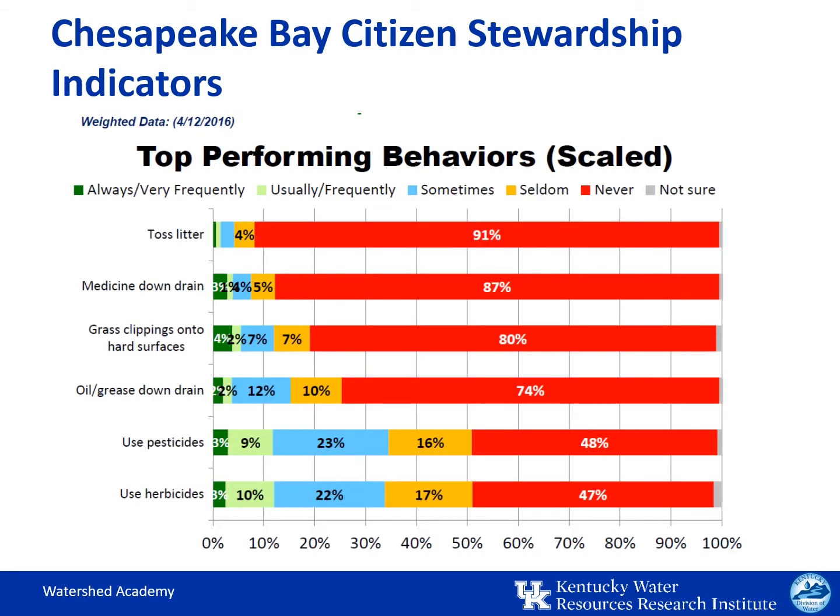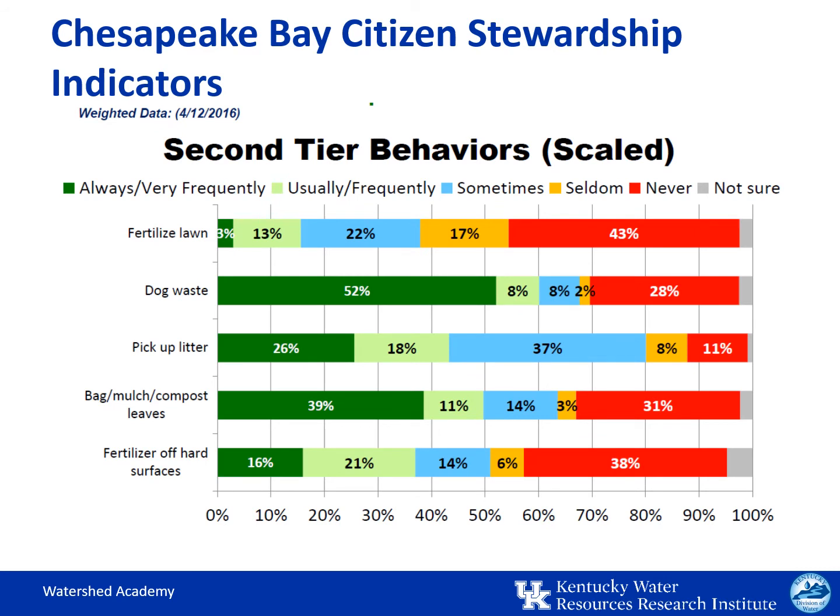Here you can see an example of behaviors that are arranged according to their frequency and how often people are conducting them. So here you can see very quickly that people are not typically littering or flushing their medicine down the toilet. However, many are fertilizing their lawns and are not careful to keep it off of their driveways. There's also a much lower percentage of those that are picking up litter routinely. So they're not littering, but they're not necessarily picking it up either.